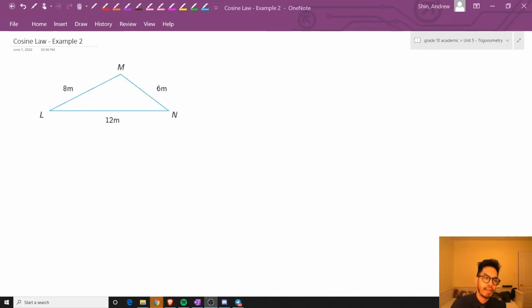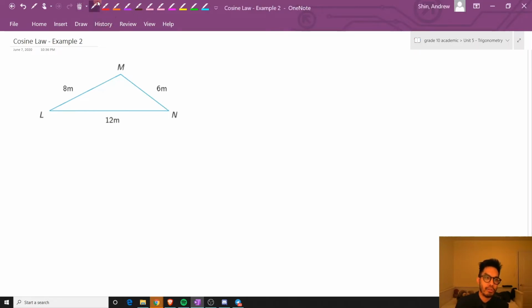On to cosine law example number 2. We're given a non-90-degree triangle, so I know it's not primary trig ratios, so we cannot use those. I also know that this is side, side, side. There is no angle and side pairing. There's no angle that's opposite a given side, so there's no way you can use sine law. You'd have too many unknowns when you're trying to create an equation.